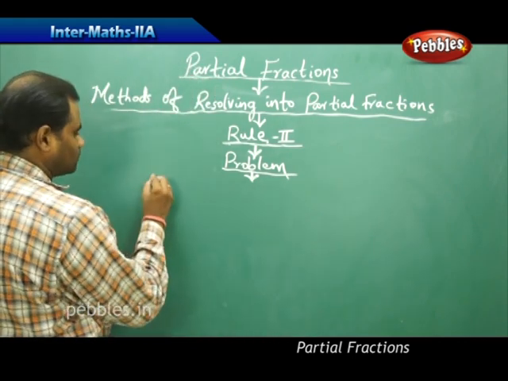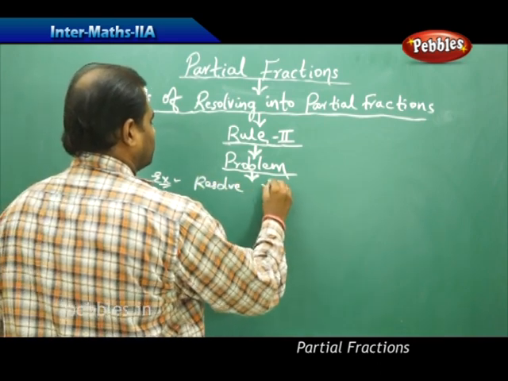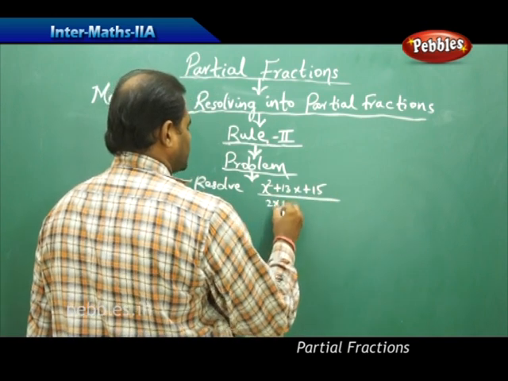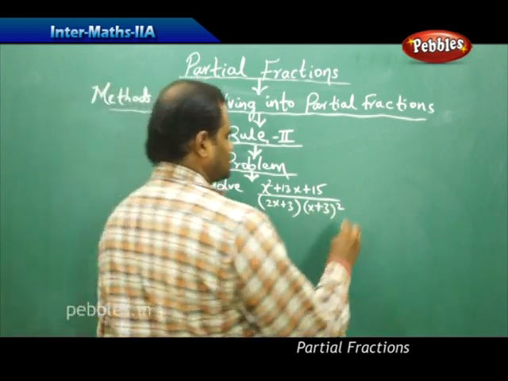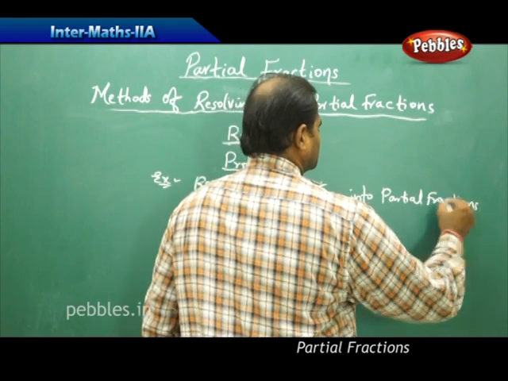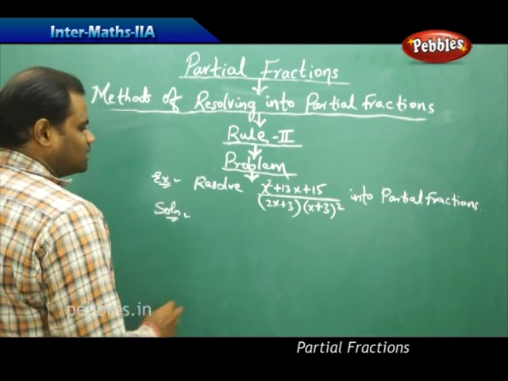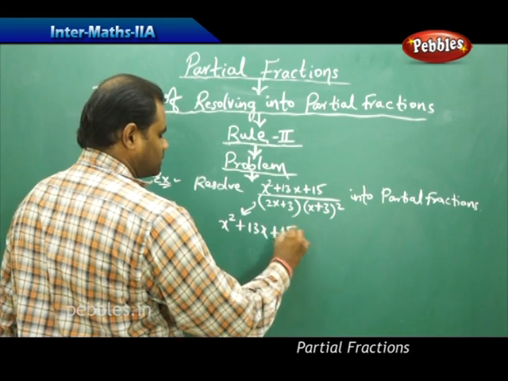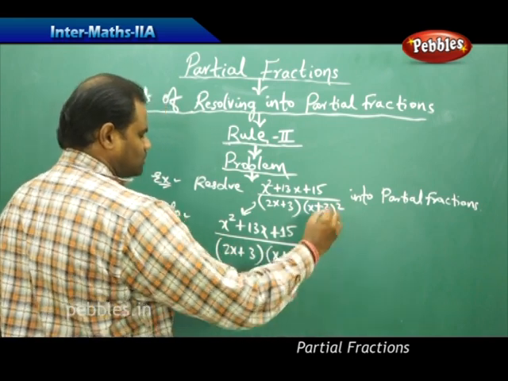So if I take a problem where the question says resolve the proper fraction x square plus 13x plus 15 by 2x plus 3 into x plus 3 whole square, then resolve this. Let's see how we can resolve this into partial fractions. So initially I see that the given problem is x square plus 13x plus 15 divided by 2x plus 3 times x plus 3 whole square.